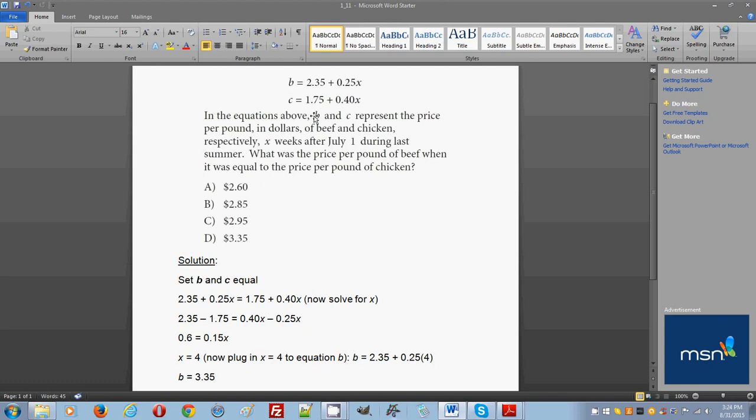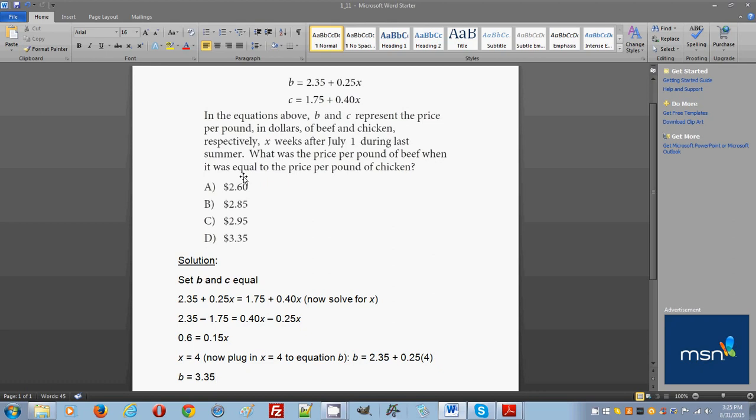In the equations above, B and C represent the price per pound in dollars of beef and chicken, respectively, X weeks after July 1st during last summer. What was the price per pound of beef when it was equal to the price per pound of chicken?